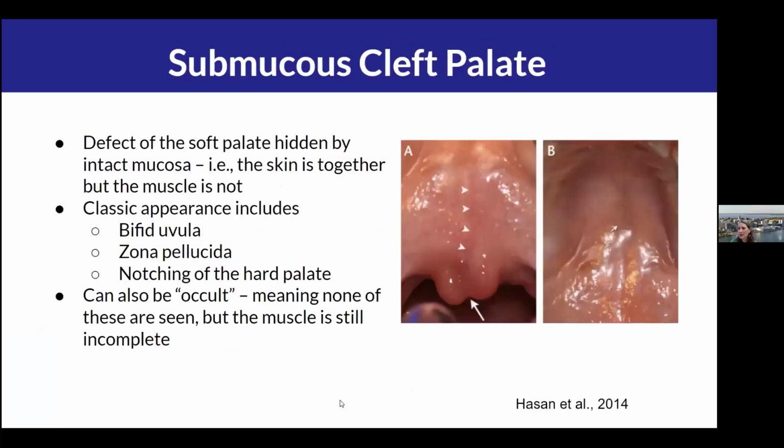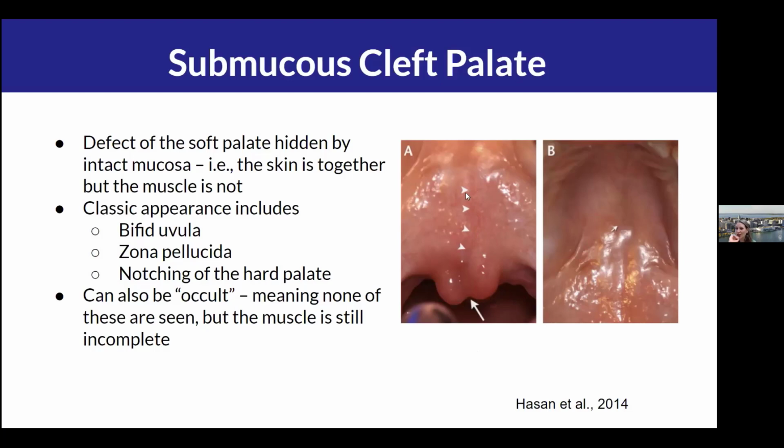Real quick on submucous cleft palate, this means that the palate, the mucosa is together, but the muscle is not. And you can have different degrees. You can have a little tiny bit of a submucous cleft palate. You can have all the way along the soft palate. The classic appearance includes, probably remember from graduate school, that bifid uvula, zona pellucida, which means a little bit of a blue or gray or clearish zone in the soft palate.